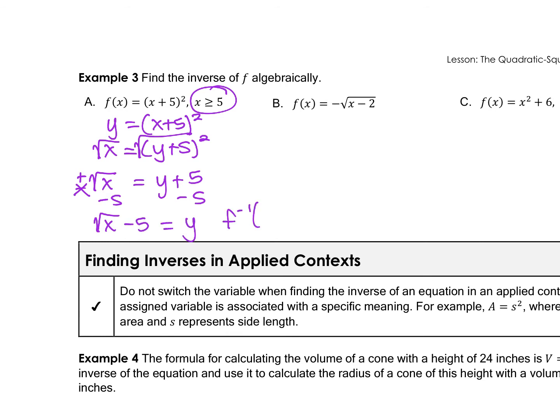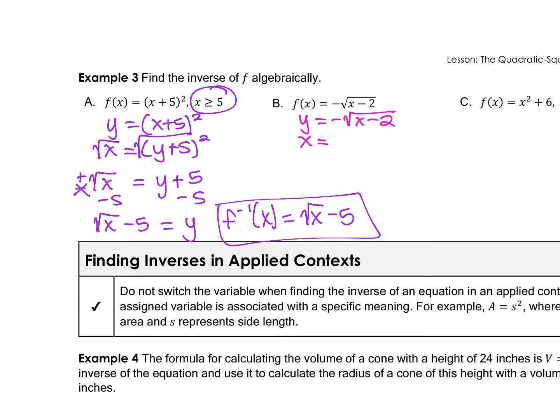So inverse of f is square root of x minus 5. So we only want the positive one here because of our domain restriction on our original. So there's my inverse graph. Okay, looking at the next one. So again, I'm going to rewrite f of x as y.